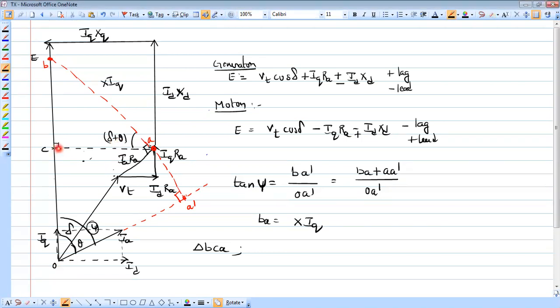So from this, I want to write the value of CA. The value of CA is the adjacent side, so cos of angle delta plus theta. Here the hypotenuse is X into IQ, X into IQ. Okay, and here what is the value of ID?